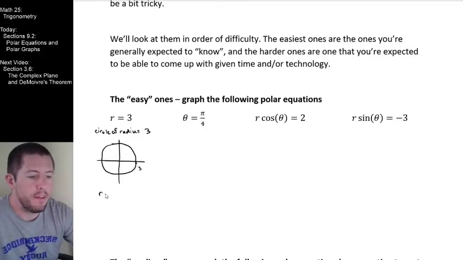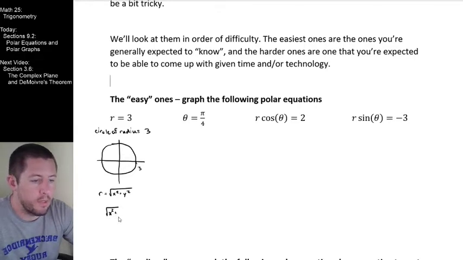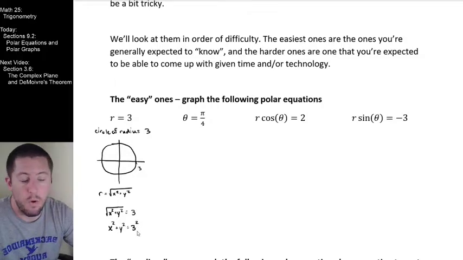We know that we've got the conversion. r is the square root of x squared plus y squared, right? That was one of our polar conversion equations that we came up with last time. So it seems like we should be getting the square root of x squared plus y squared equals 3. And if I squared both sides, I'd get x squared plus y squared equals 3 squared, or r squared. This is the general form of a circle.